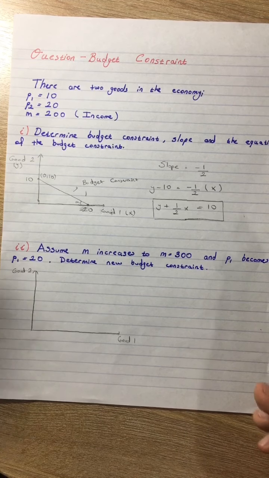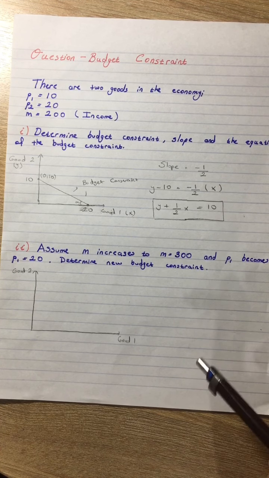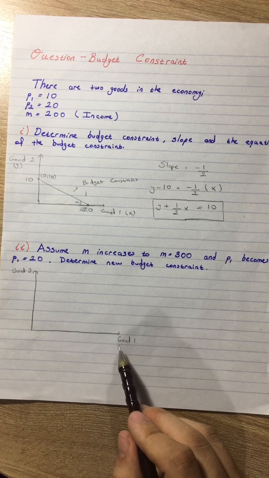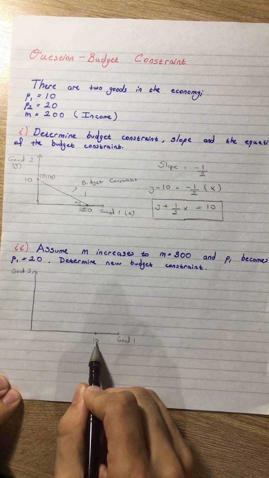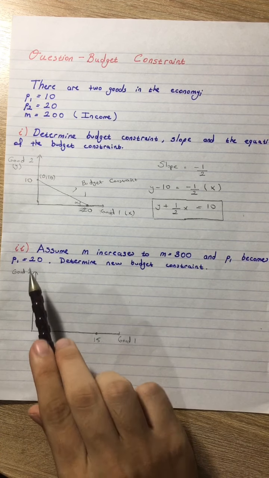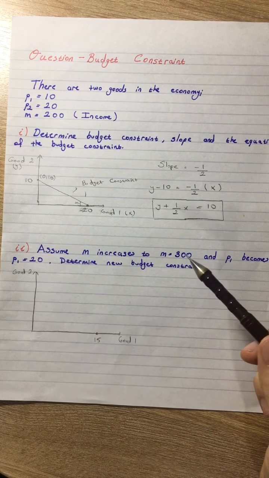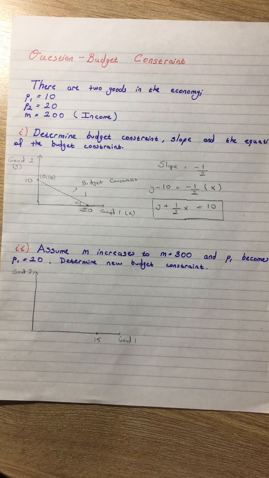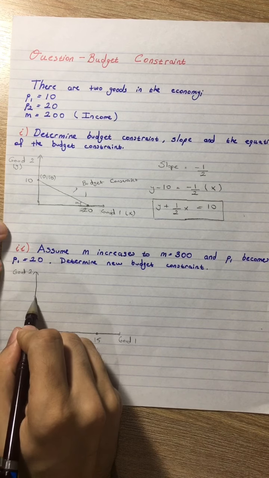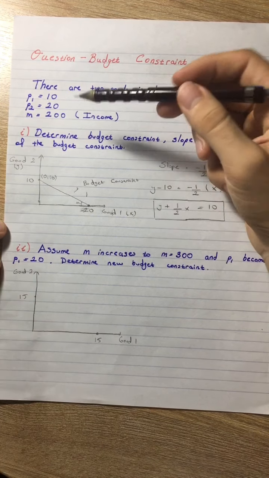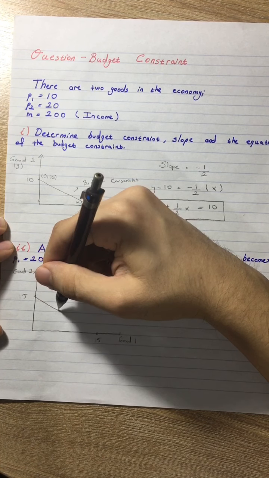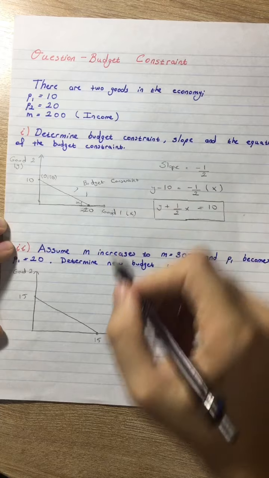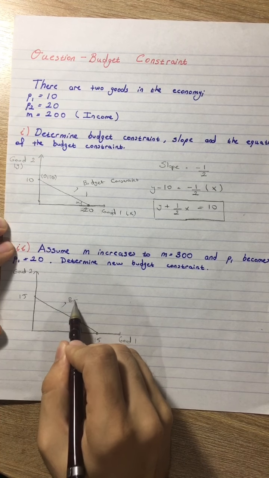And let's use our strategy and assume that we use our income only on good 1. If we do that, we can buy 15 units of good 1 because the price of good 1 is now 20 liras. And if we assume that we use our income only on good 2, we can again buy 15 units of good 2 because the price of good 2 is 20 liras. And if we connect these dots, we again find our budget constraint.